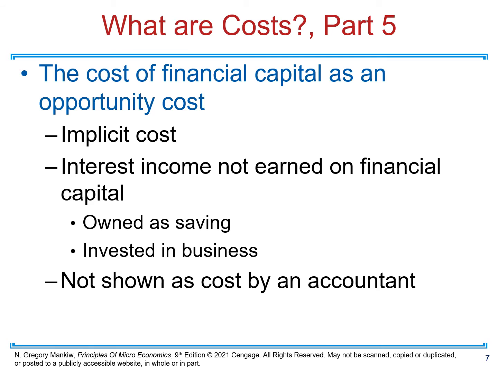Implicit cost: the interest income not earned on financial capital. You gave it up. Owned as savings, it could be invested in other places where you make money, but you invested in your business, so you have to add that cost too. It's not shown in the cost by the accountant. Remember, accounting cost is different from economic cost. Accounting cost is the money outlay for running your business: how much you spend on labor, material, and so on. Economic cost is a little bit more than that. What you gave up, you add on to it too. Let's just see it here.